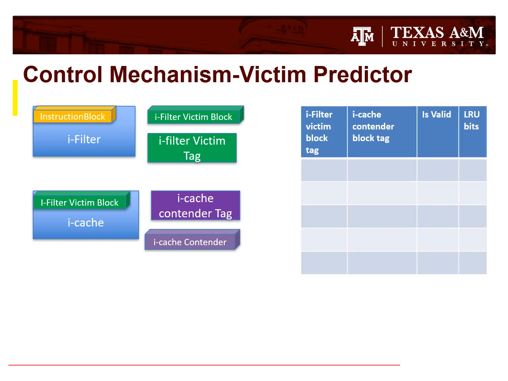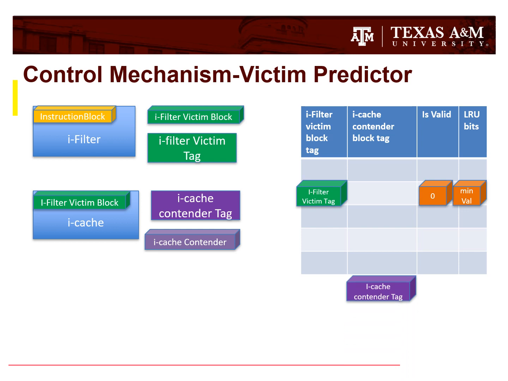These two tags are stored in the comparison status handling register, which has 4 entries: the I filter victim block tag, the contender block tag, the valid bit, and the LRU bits. We look for an entry where the valid bit is 0 and insert it, and the LRU bits of this block should also be the minimum value. The I filter tag and the I cache contender tag are inserted here.